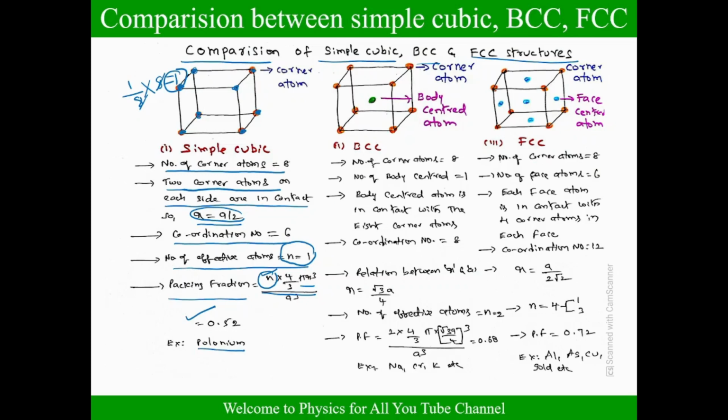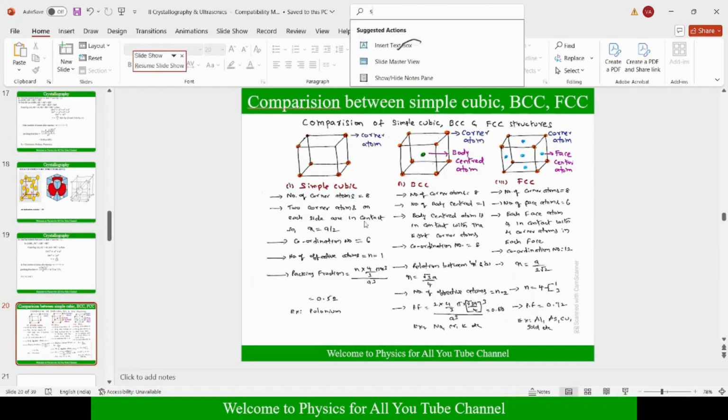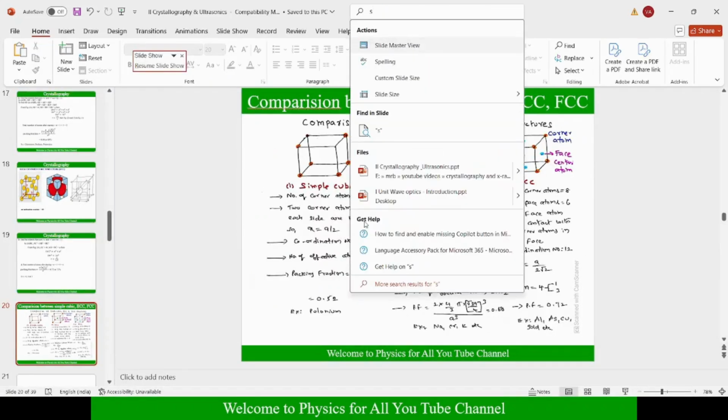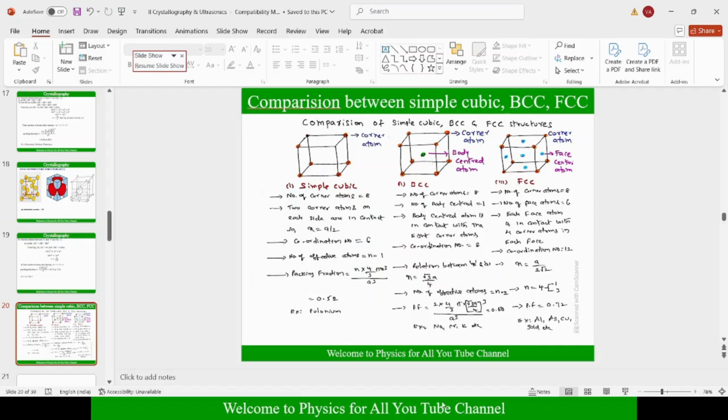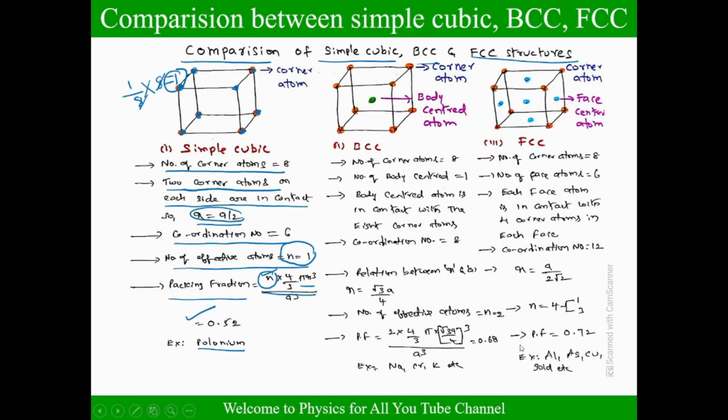Now after the completion of simple cubic structure, we can discuss another structure called body centered cubic structure. In this body centered cubic structure, go through the figure carefully. In addition to the 8 corner atoms, one more atom is occupied exactly at the center of the body. Therefore, this is called body centered cubic structure.